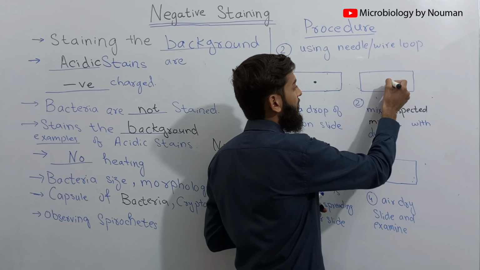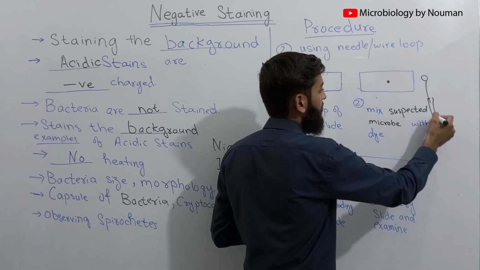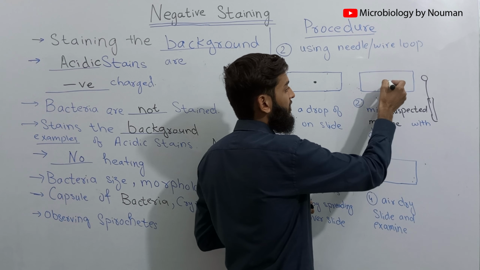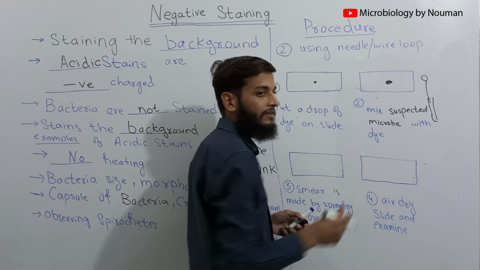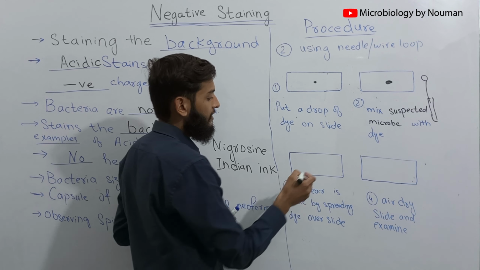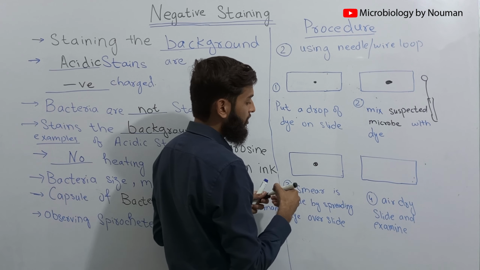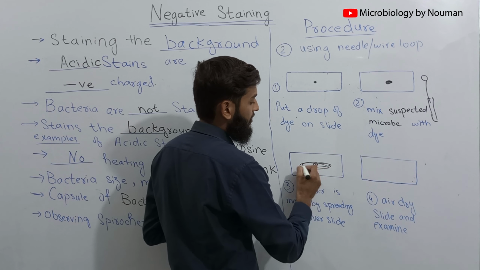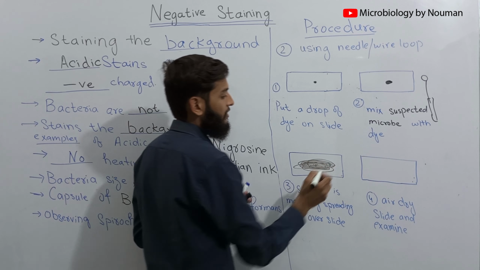For example, this was a dye, using a wire loop. A wire loop looks like this, right? Using this wire loop, we'll pick up a suspected microbe and mix well with this dye. After mixing, we will spread this solution over the surface of the slide and make a smear. So this will be our smear.